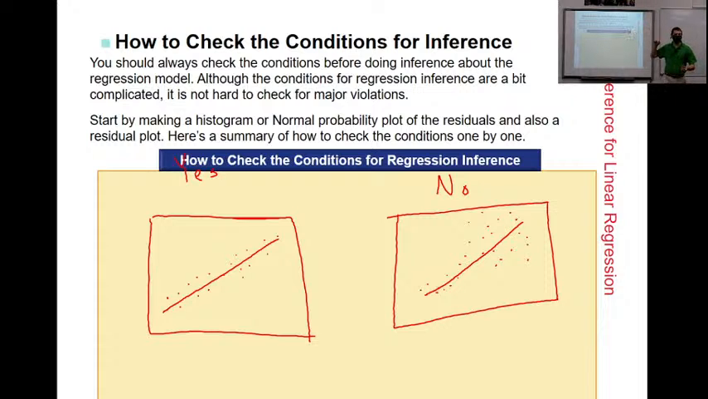Another way you can see that is by looking at the residual plot. If the residual plot starts to look like the points are more spread out over time, if the residuals get bigger and bigger as I move from left to right, or the other way, they get smaller as I move from left to right, that's a clue that the equal variance condition is not working out the way it's supposed to.